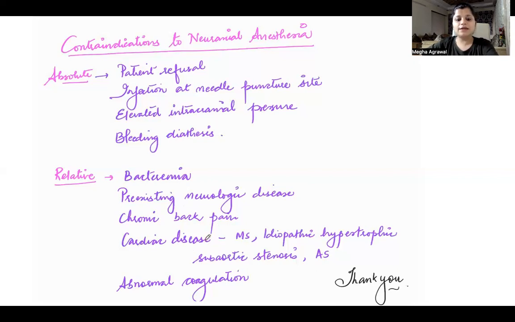Now, in case of cardiac diseases like mitral stenosis or aortic stenosis or idiopathic hypertrophic subaortic stenosis, in these patients we have to give the fluids very cautiously because after giving these blocks, there can be a decrease in the systemic vascular resistance, and these patients might not tolerate that decrease in peripheral vascular resistance. Then there is abnormal coagulation, and for this we have to follow the ASRA guidelines, which are important. We'll be studying that in a different video.